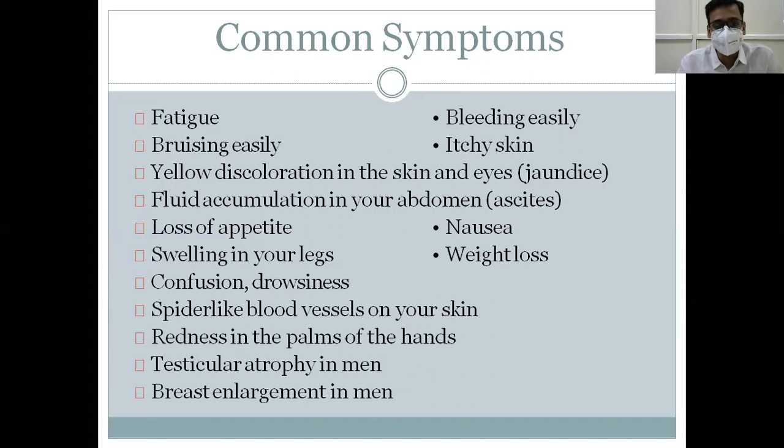And easy bruisability, yellow discoloration of skin and sclera because of the jaundice, fluid accumulation in the abdomen, that is nothing but ascites, loss of appetite, swelling in the legs, confusion, drowsiness, that is nothing but hepatic encephalopathy, spider-like blood vessels on your skin, that is the spider nevi, redness in the palms of the hands, that is palmar erythema, testicular atrophy in men, and breast enlargement in men because of androgen deficiency, itchy skin, nausea, and weight loss. These are some constitutional symptoms of cirrhosis or, per se, of any liver disease.